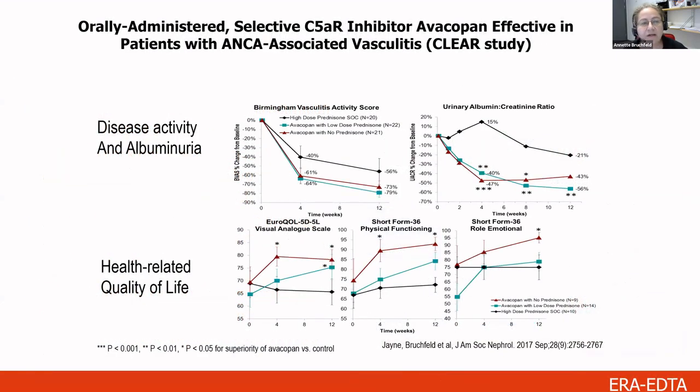This is from the CLEAR trial. Patients were treated with standard of care, high-dose prednisolone in combination with cyclophosphamide or rituximab. Another group received avacopan with low-dose prednisone, and a third group received no prednisone. The vasculitis activity score was improved for patients who were treated with avacopan. Also, the urinary albumin creatinine ratio was better in this group, and there are a number of health-related quality of life items that were also better for patients who were not treated with high-dose steroids.